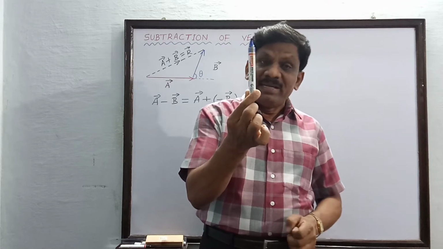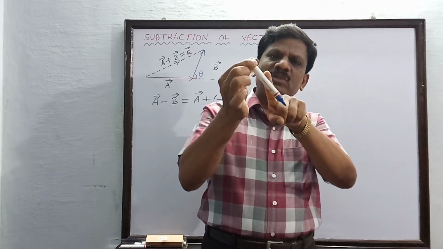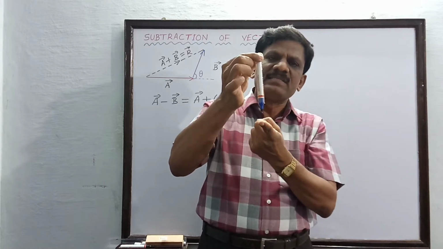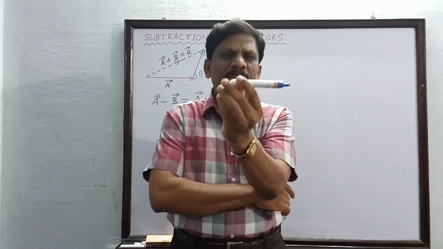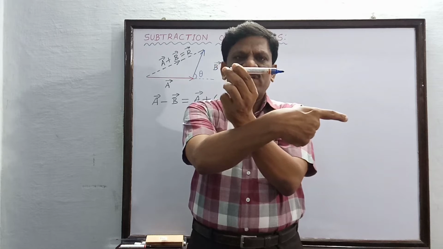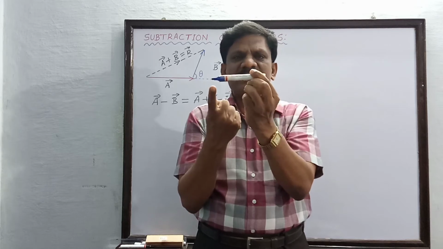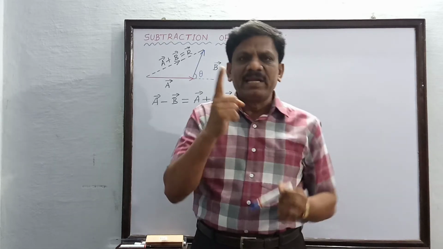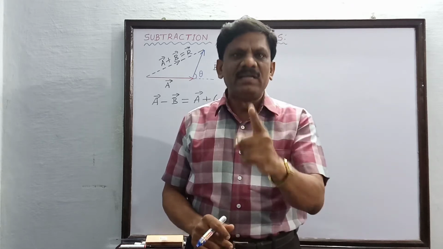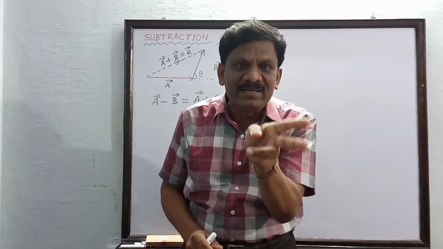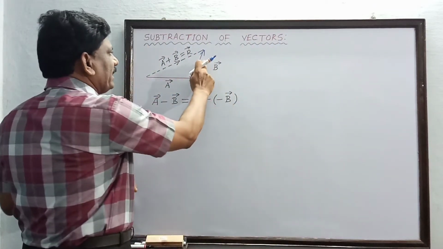What do you mean by the negative of this vector? We have to change the direction. We have to rotate the vector through 180 degrees. So this is the negative of the vector B. Suppose you are given a vector B in the forward direction like this, negative of B will be what? We have to rotate the vector through 180 degrees. Can you see that this is the negative of the given vector? So the negative of any vector is got by rotating the given vector through 180 degrees.